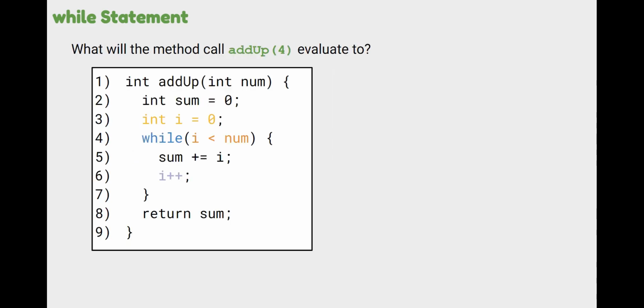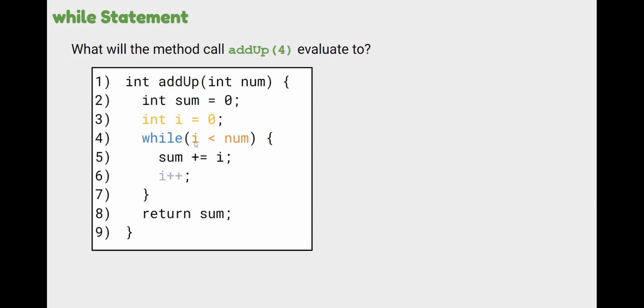Here we have a method called addUp. It has a return type of int, and it accepts an int called num. We want to know what will happen when we call addUp and we pass in the actual parameter of 4. So num is 4. We're creating a sum and we're setting that equal to 0. We are creating an iterator variable named I and setting that to 0 as well. And we're looping while I is less than num. While 0 is less than 4, we're going to add I into a sum and increment I.